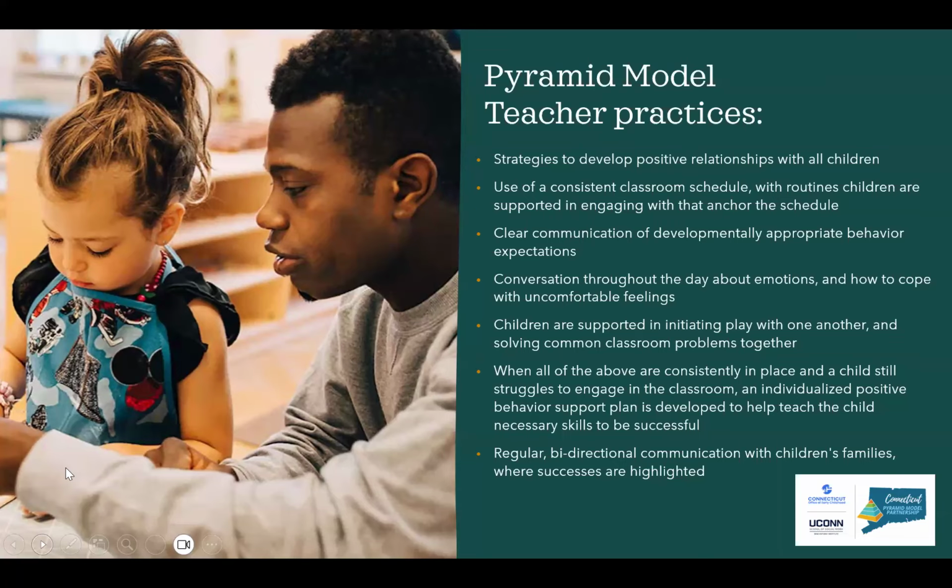When you walk into a classroom where pyramid model is implemented, you see use of consistent classroom schedules with routines that children are supported in engaging with and reviewed. So it's not just about having the schedule up in the corner that's never reviewed because the teachers think, well, it's March, and the kids know by now, but how do you go over the schedule every day to reinforce children's competence of what their day is, to discuss when there are changes in the schedule, to practice all of those types of things. You see more clear communication of developmentally appropriate behavior expectations.